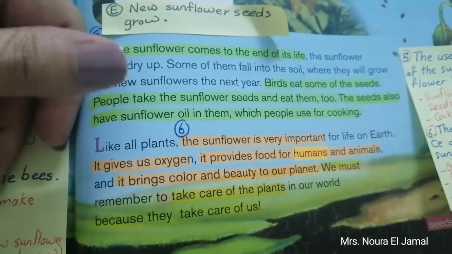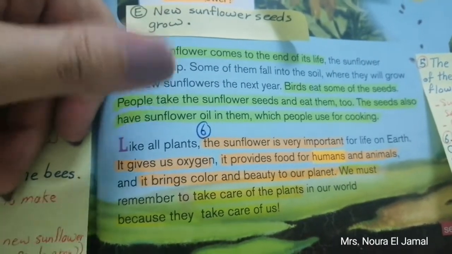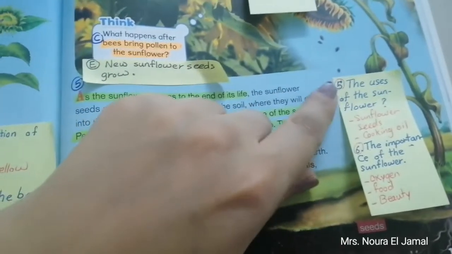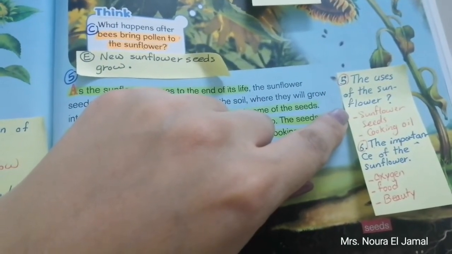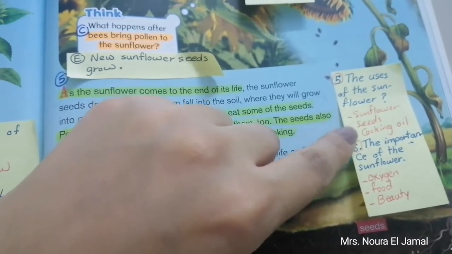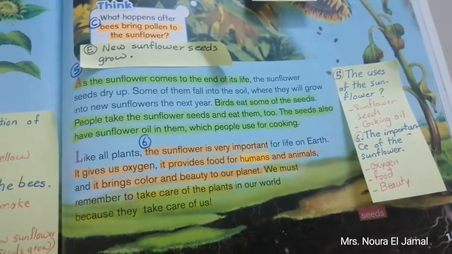Okay, so now what are the uses? What are the uses of the sunflower? So the fifth paragraph talks about what? The uses of the sunflower. What are they? Sunflower seeds, we eat them. Cooking oil also. We cook the food using the cooking oil from the sunflower.